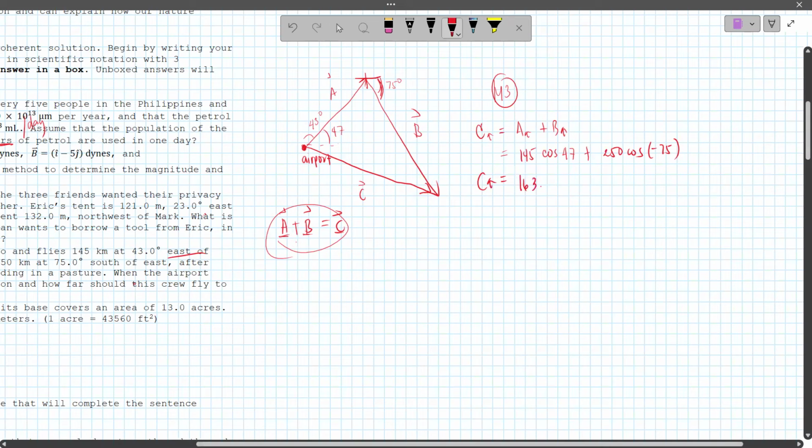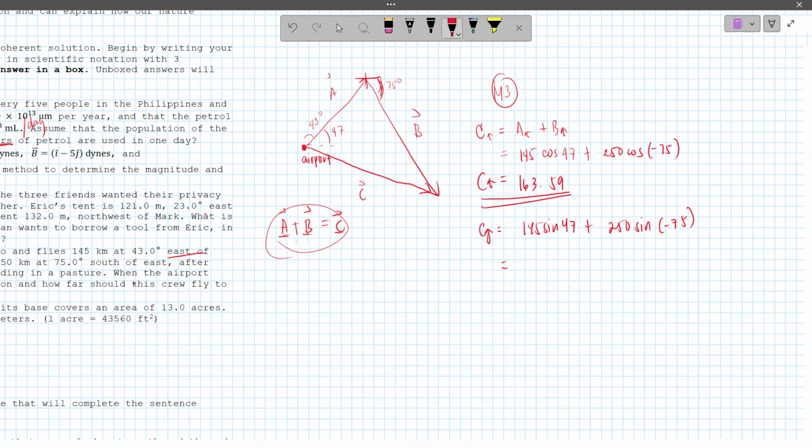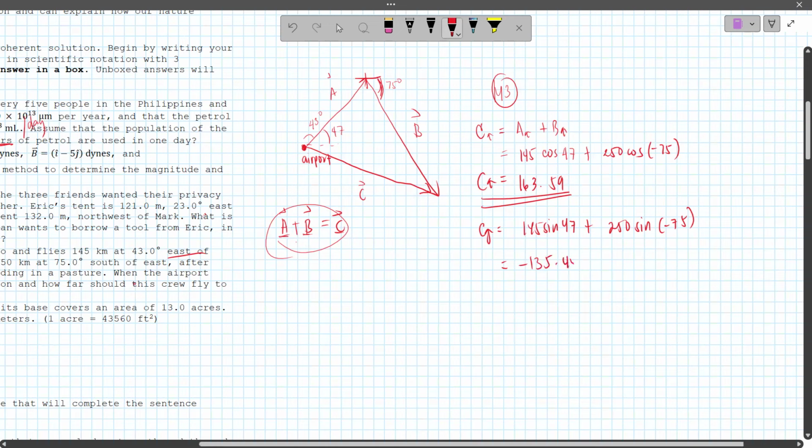Okay, so you can do this if you feel confident already working on the angles. So you have CI 163, and for CJ, we simply have 145 sine of 47 plus 250 sine of negative 75. I hope I'm getting the correct answer. Wait, let me just resolve it. 145 times sine 47 plus 250 sine of negative 75. Yeah, okay, so you have negative 135.44 kilometers. Okay, so this is already your CJ hat and CI hat.